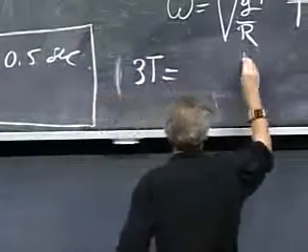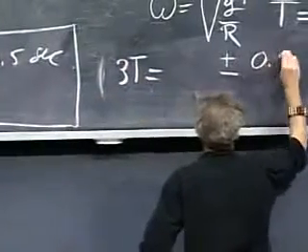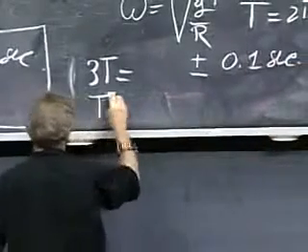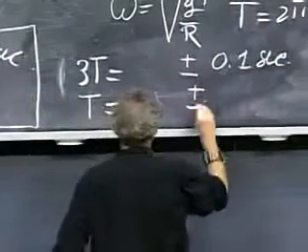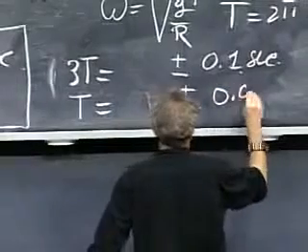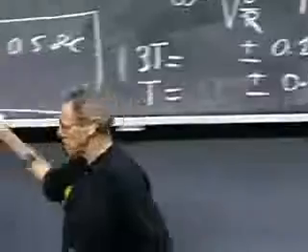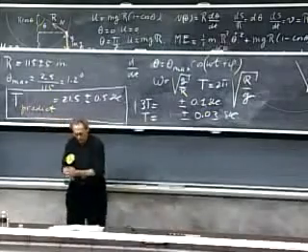3T is going to be something plus or minus, and this is my reaction time, which is 0.1 second, and then we can all divide that by 3, and then of course the error will go down by a factor of 3, and we will see whether this number agrees with this one.